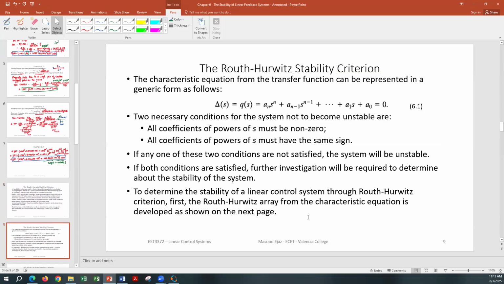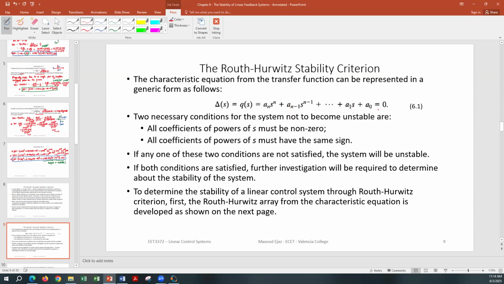So how does the method operate? The characteristic equation is the denominator of the transfer function. A general polynomial we can write down: a_n s^n + a_(n-1) s^(n-1) + ... + a_1 s + a_0. So just the general parameters. There are two necessary conditions for the system not to become unstable. All coefficients of powers of s must be non-zero: a_n, a_(n-1), ..., a_1, a_0 must be non-zero. And all coefficients must have the same sign. Either all of them are positive or all of them are negative.